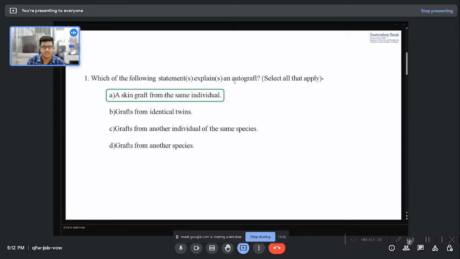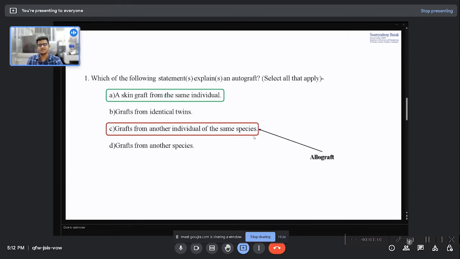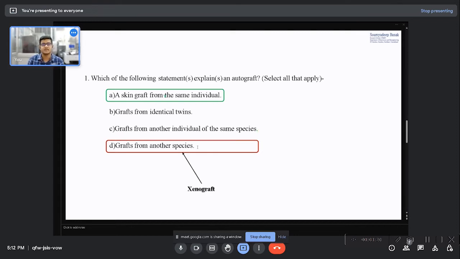Let's look at the options here. Option B says the grafts from identical twins. What are these called? The grafts that are taken from identical twins, not from the same individual, not from another species, or not from another individual of the same species. These grafts are called isografts. Secondly, the third option, which says the graft from another individual of the same species, we know this is called an allograft. And option D, the graft from another species, is called a xenograft.